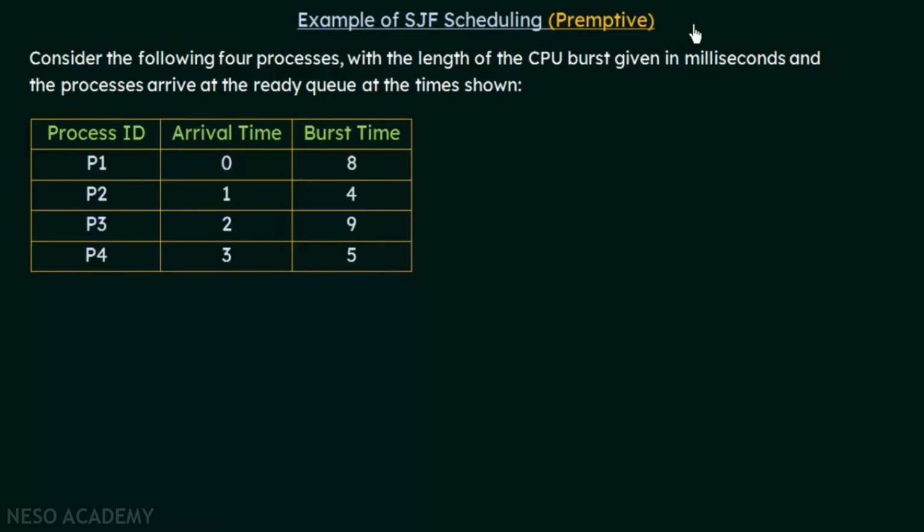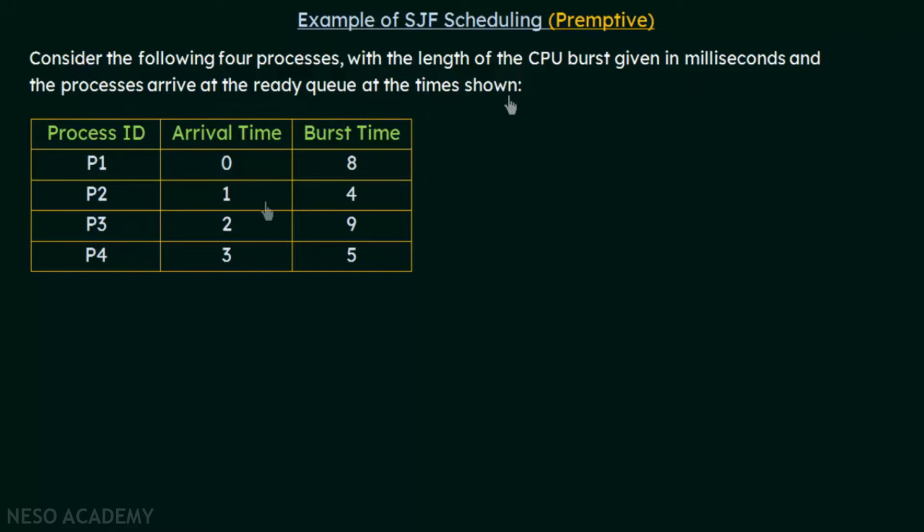That means when one process is using the CPU, even other processes can come and take the CPU away from it based on some conditions. Alright, let's see. So consider the following 4 processes with the length of the CPU burst given in milliseconds, and the processes arrive at the ready queue at the times shown.